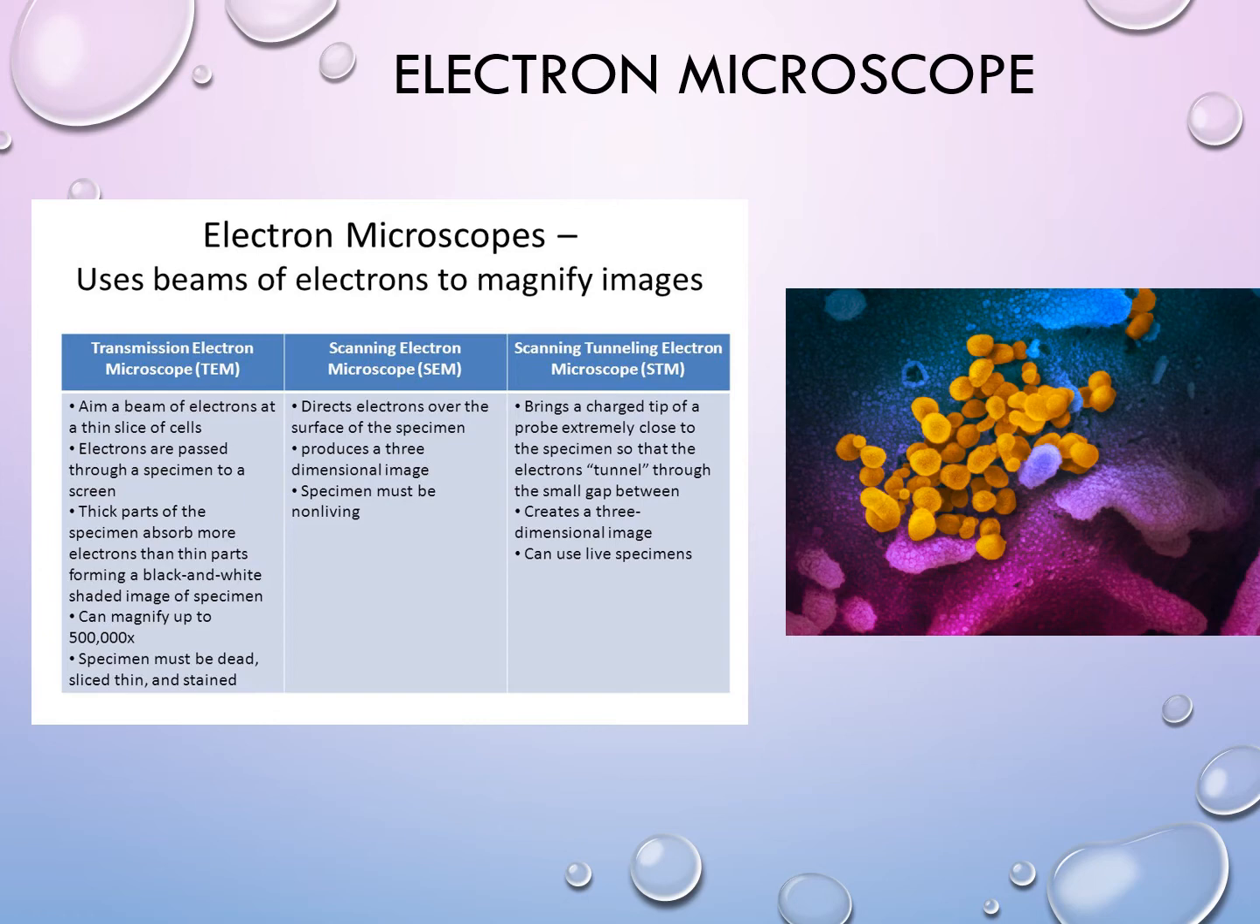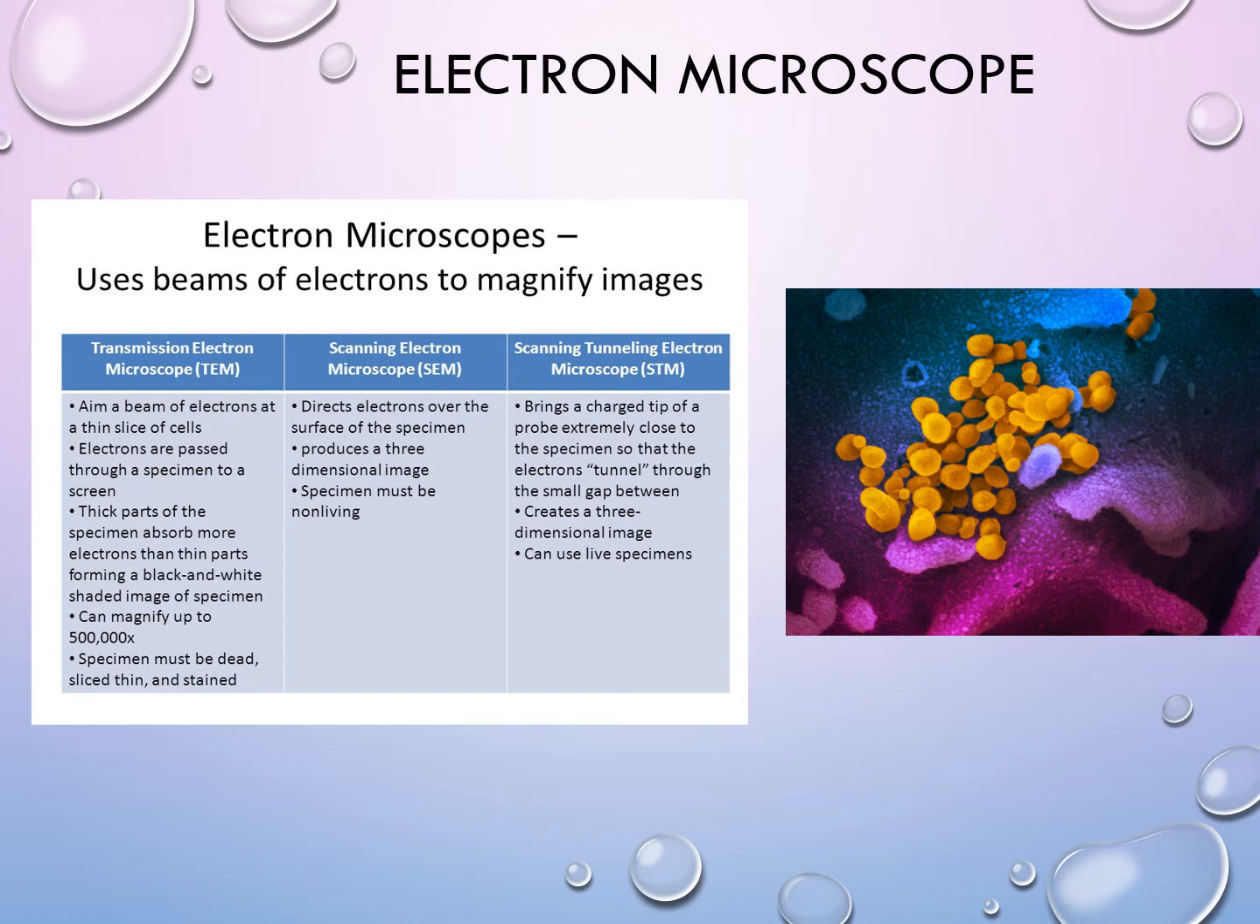And so with the transmission electron microscope, the specimen has to be sliced super thin, and then those electrons are going to pass through that specimen. It's typically placed on some sort of mesh grid. It does have to be dried and fixed, so we can't view live specimens with this transmission electron microscope, and it can be magnified over 100,000 times.